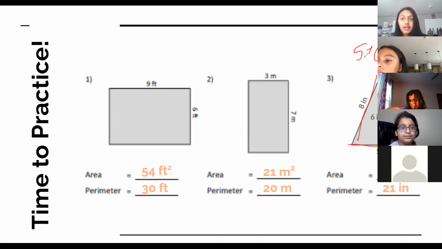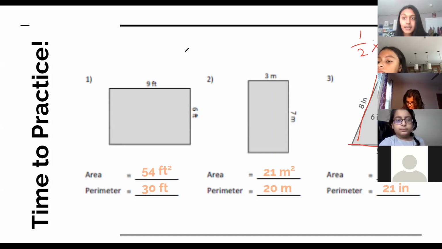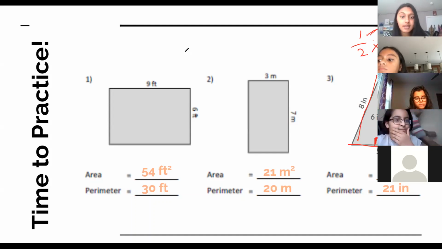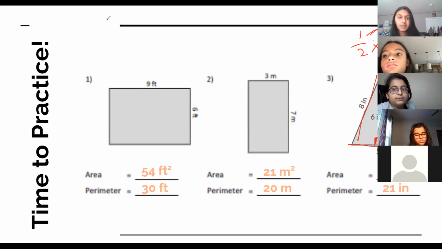Now, the area of a triangle is 1/2 times our base, which is 5, right? And then our height is right here, 6, because this is a right angle. Times 6. So I'm going to do these two first. So 1/2 times 6, so 6 divided by 2 is 3, times 5, which is 15 inches squared. Okay?